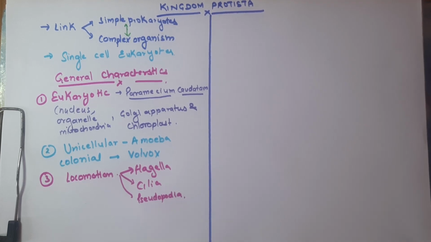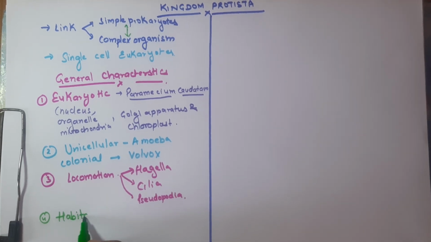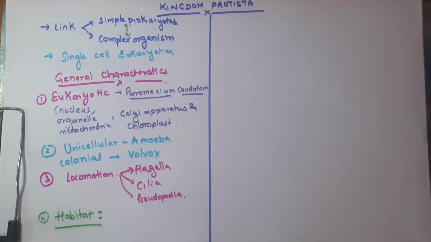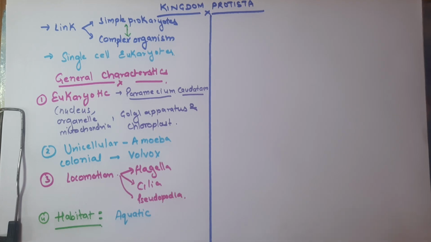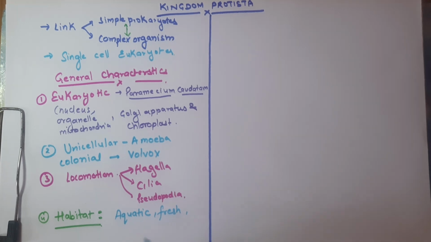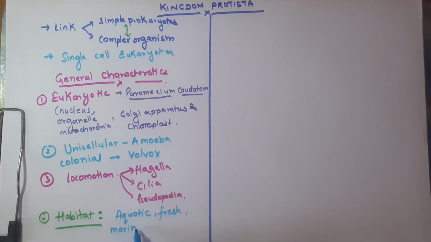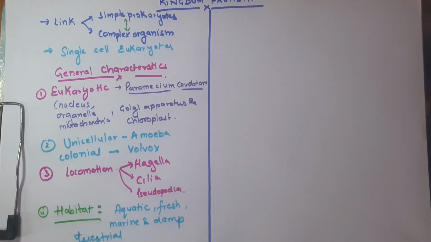Now let's talk about the habitat. Habitat is the place where any species is found in its natural condition. Predominantly the protists are aquatic, so they prefer regions containing water. They thrive best in fresh water, in marine environments, and also in damp terrestrial areas. Basically they need water for their survival, so they are found in those places where there is water.